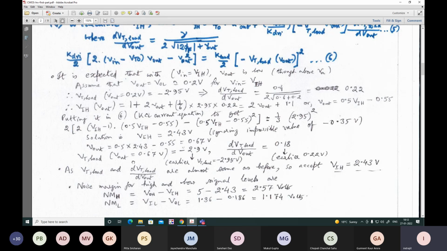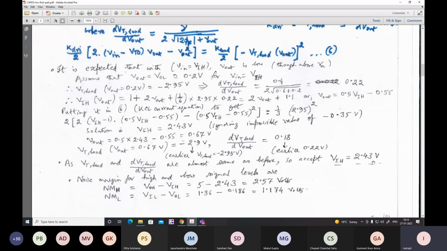Also the threshold voltage is refined from minus 2.95 to minus 2.9, and we recalculate VIH, we find it to be almost the same as the input voltage. Here we are doing the calculation using our calculator. If you have a computer, we can do it more accurately, correct up to 3 or 4 places. Anyway, the basic thing is that we need to know the iterative solution procedure.